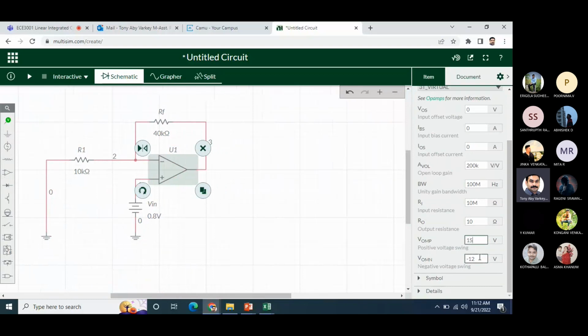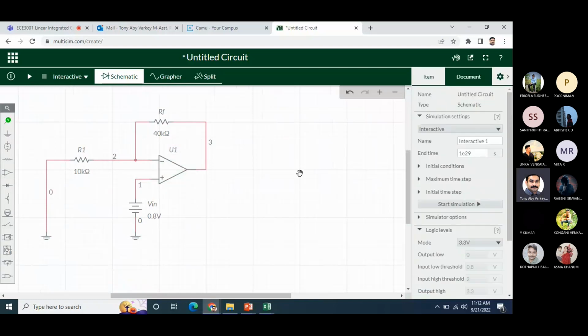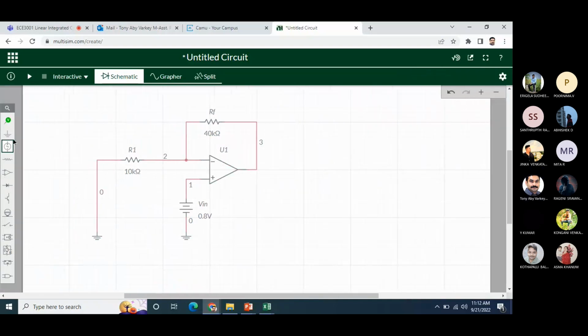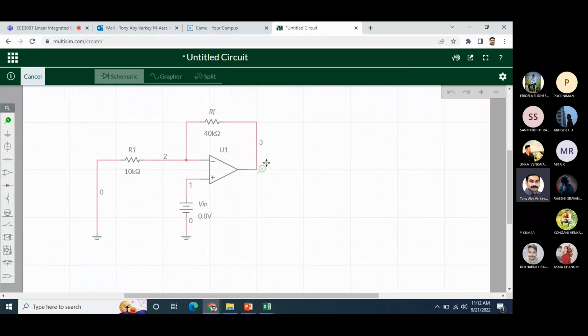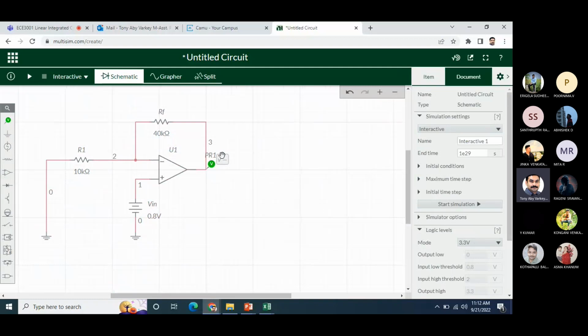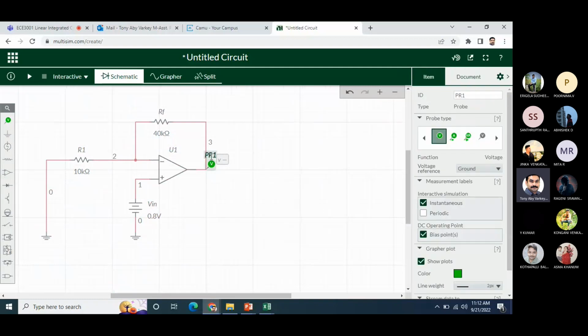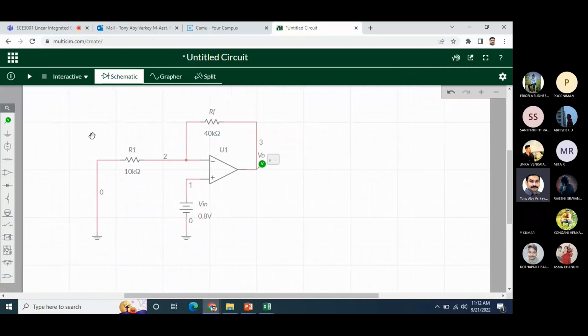Okay, that is a bias supply. We are going to give 15 and minus 15. So that is done. Okay. Now I will take one voltage probe. I want to measure what is the output voltage VO. I'm changing the name to VO to note that it is output voltage.